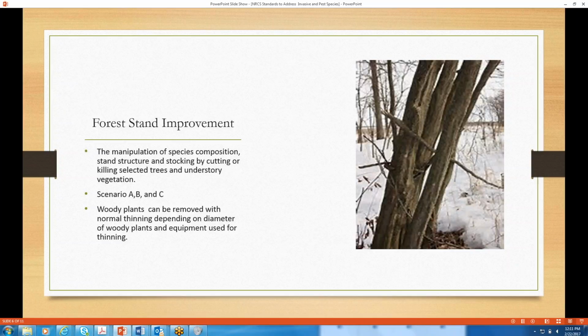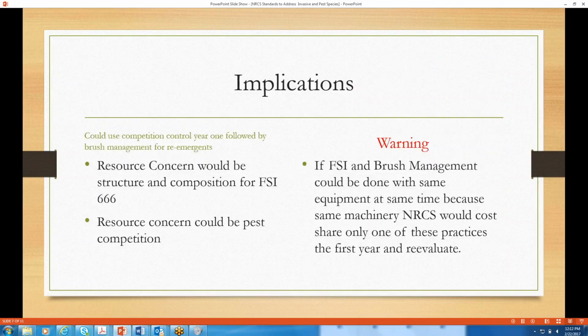So you may have to, rather than do it concurrently, because it's too hard for us as resource managers to know exactly where the material is going after, it may be that you just contract it in a separate year, where you come in to do the competition control, and they do their normal thinning, and maybe it's a pulp product, maybe it's not, and then to reevaluate the following year to see, well, when they thinned it, did they get rid of all the buckthorn? Did they get rid of all the ironwood? Or to come back and spray re-emerging plants and pests.